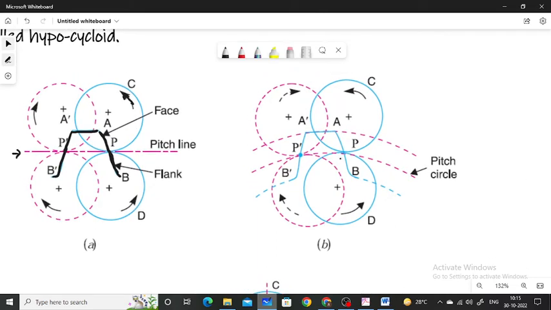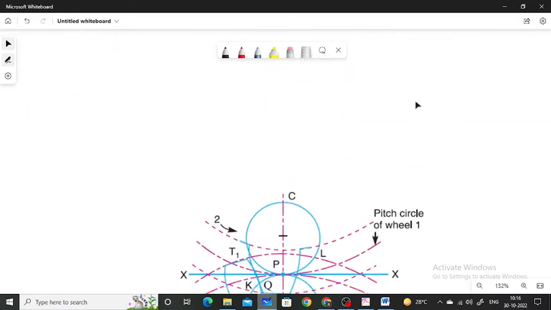यहाँ पर ये हो गया बेसिकली पिच सर्किल. This is the addendum circle. This is the dedendum circle or root circle. Clear?